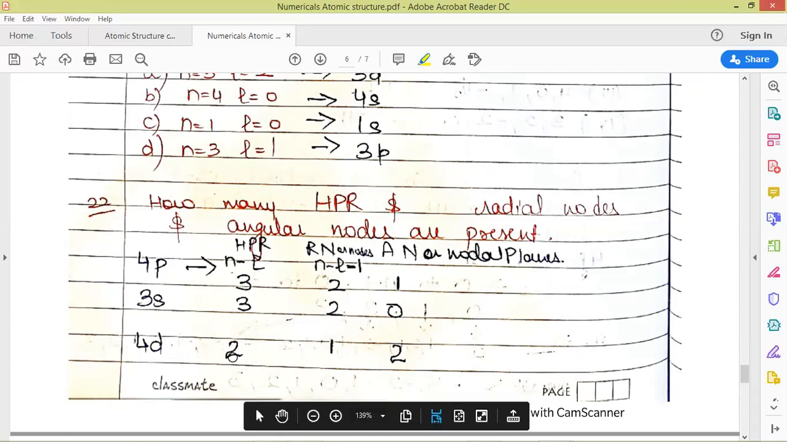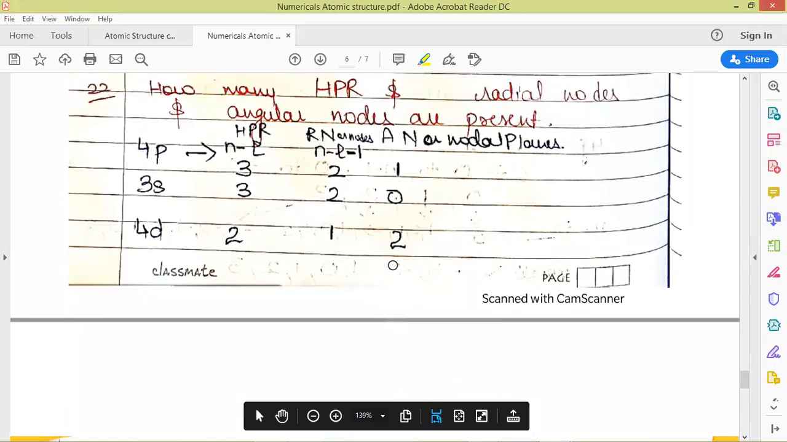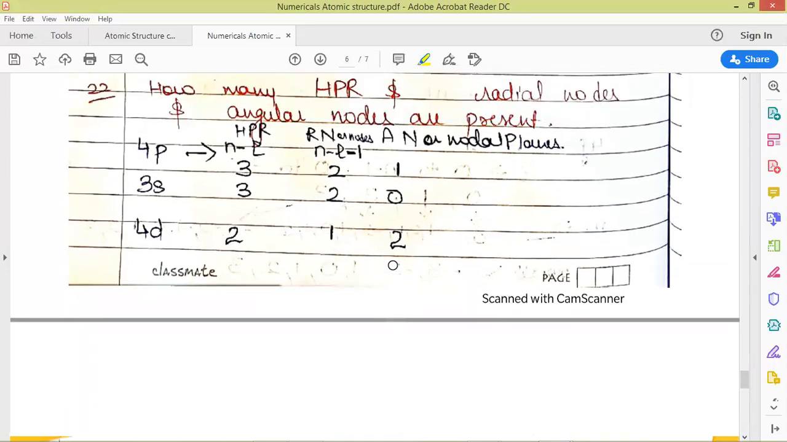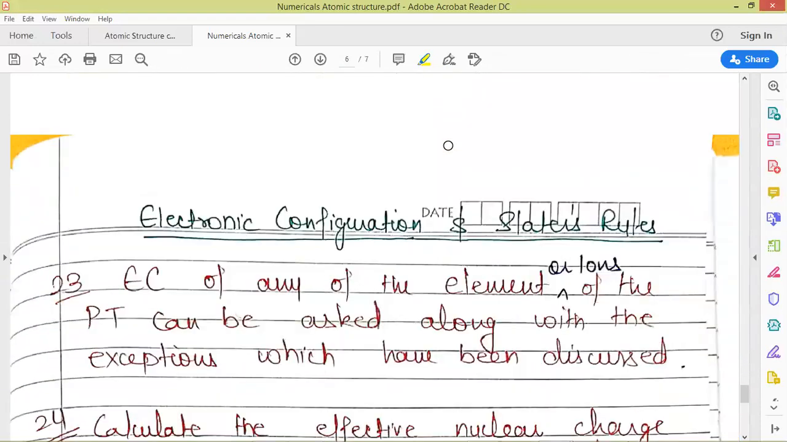Here, 4 minus 2 are high probability regions, that means 2. 1 is the radial node, and 2, based upon the value of L, that is 2, are the angular nodes. So this is how we calculate the high probability regions, radial nodes or nodes, we call them. And the third one is angular nodes or the nodal planes. So these can be asked under any name. If you are simply asked how many nodes are there, that means you are to answer the radial nodes. You are not supposed to include the angular nodes till the word angular node or nodal plane is written.